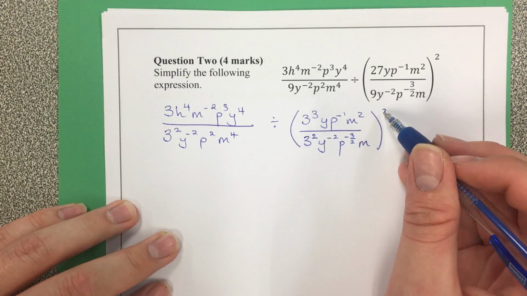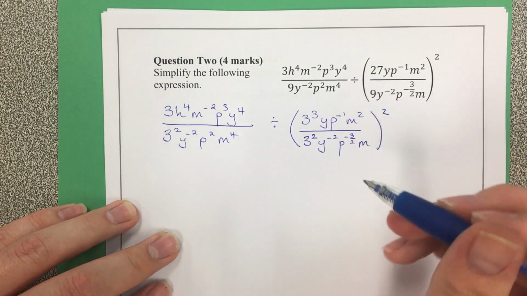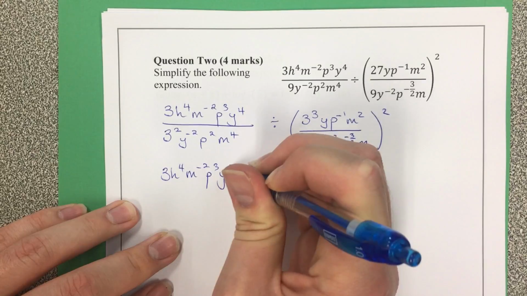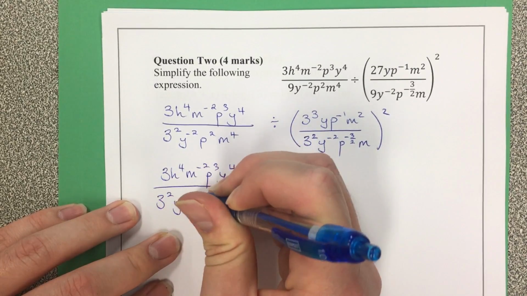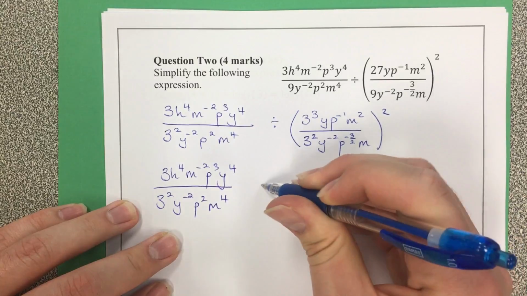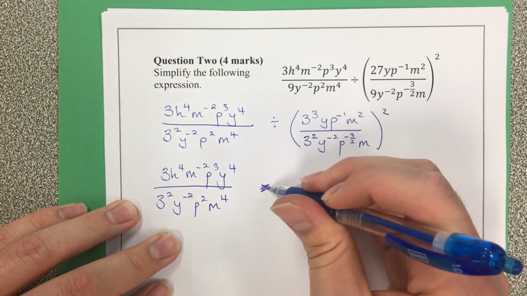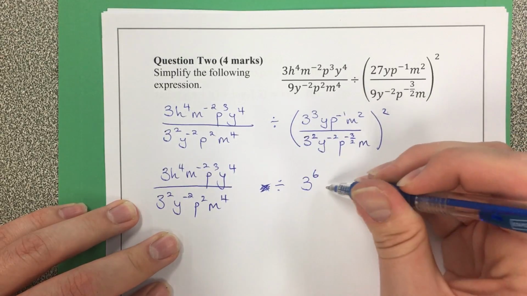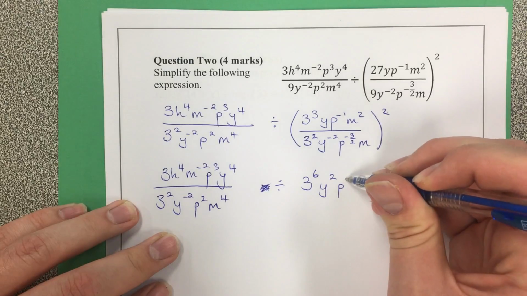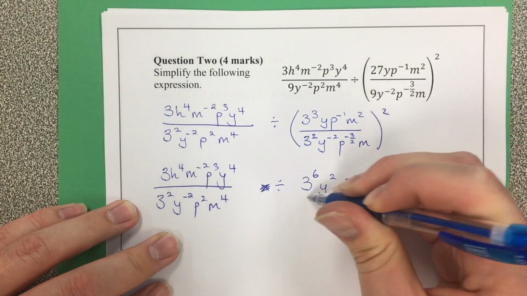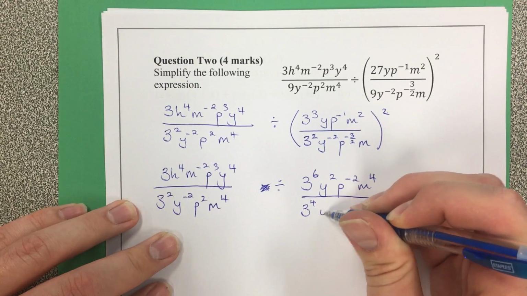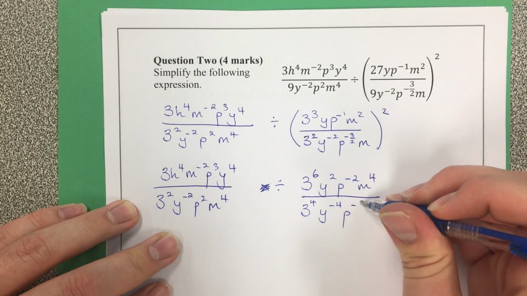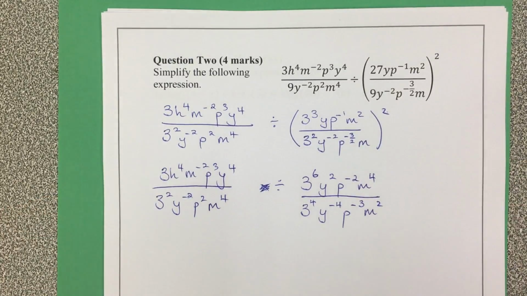Then I would go and square each of the components inside the bracket. So this becomes... I won't times it yet, I'll keep the divide symbol there. So 3 cubed to the power of 2 is 3 to the power of 6. This becomes y squared, this becomes p to the negative 2, this becomes m to the power of 4, over 3 to the power of 4, y to the negative 4, p, 3 halves times 2, well the 2's would cancel out, so that just becomes negative 3, and that'll be m squared.